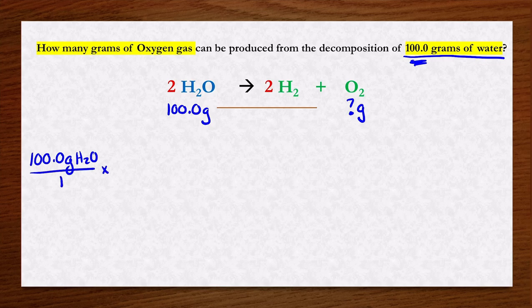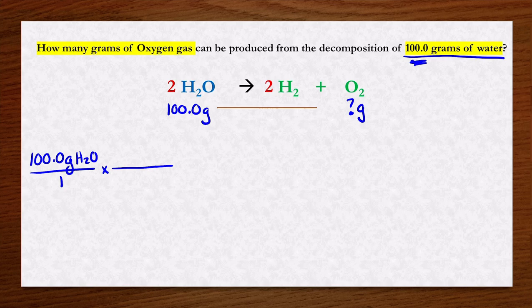All right, and I can't set up my mole ratio just yet, because if I put my mole ratio in here, moles and grams are not going to allow each other to cancel out. And I really need water to cancel out. I need to get rid of water. So in order to use my mole ratio, I first have to convert from grams to moles. All right, so I'm going to do a conversion first, and I'm going to divide by the molar mass.